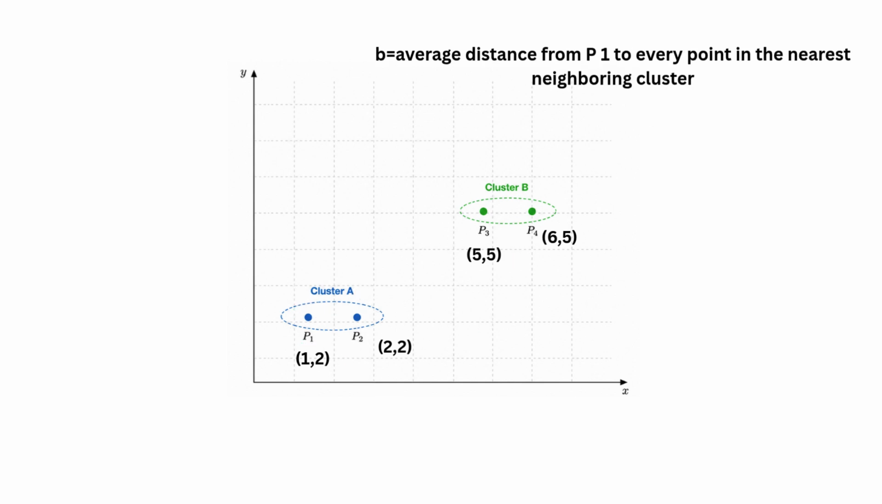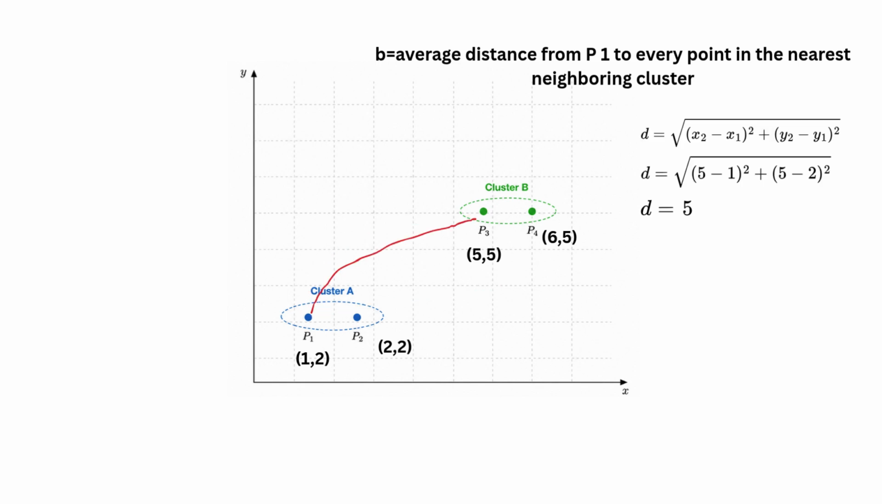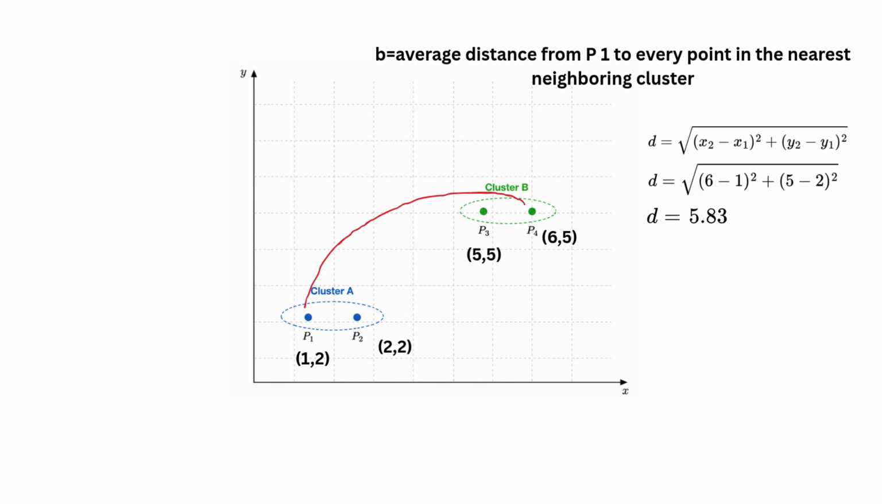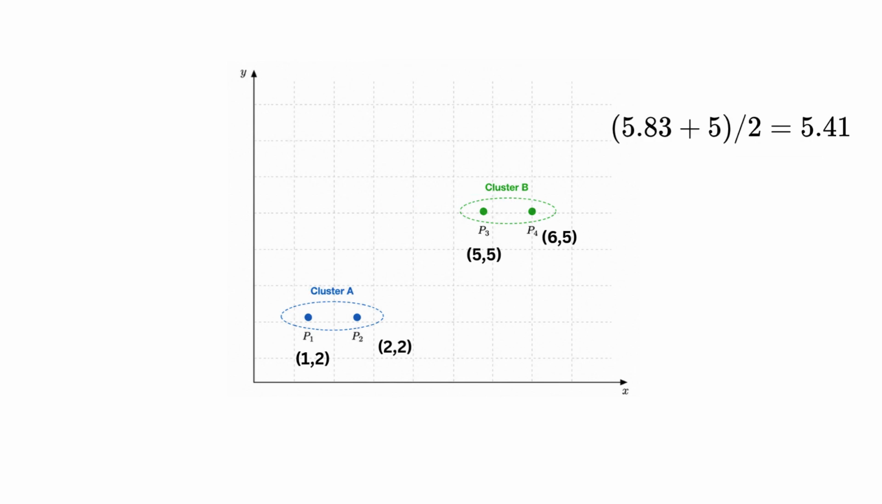Now for B, we need the average distance from P1 to every point in the nearest neighboring cluster. The distance to P3 at 5, 5 is 5 units. The distance to P4 at 6, 5 is roughly 5.83 units. Average them out and we get 5.41.